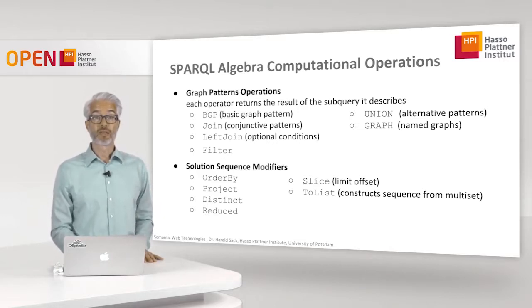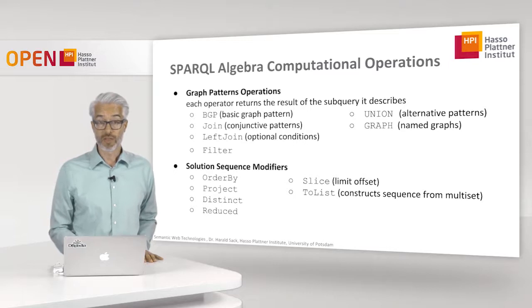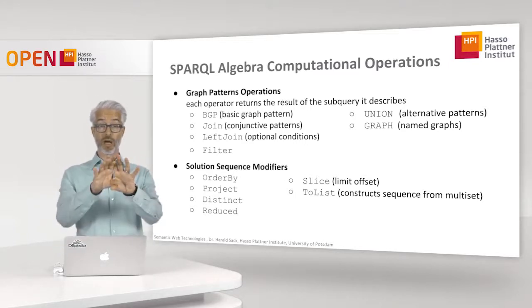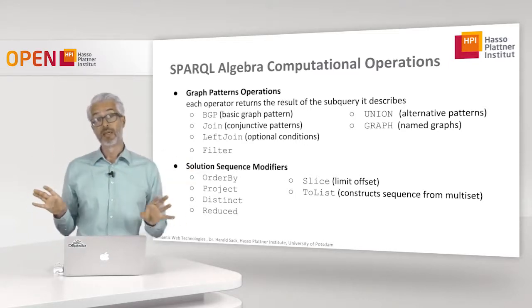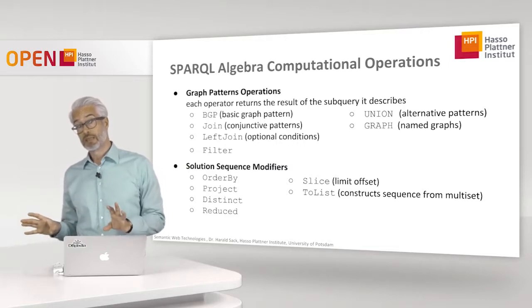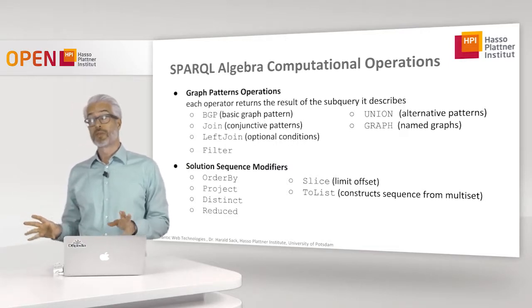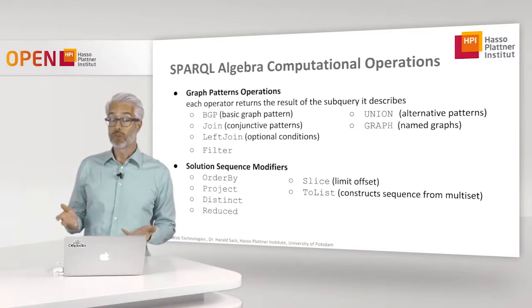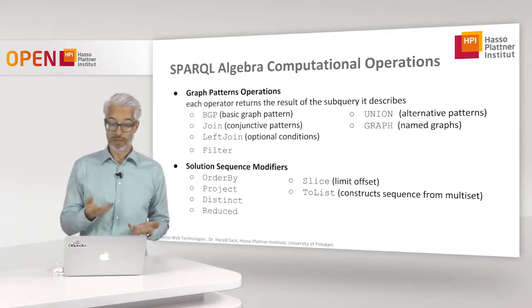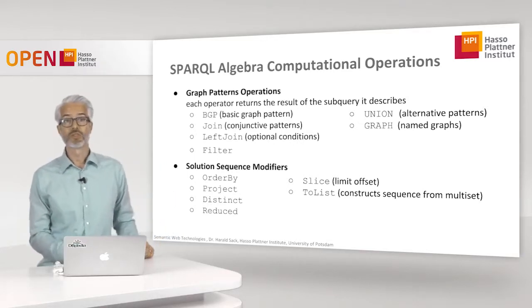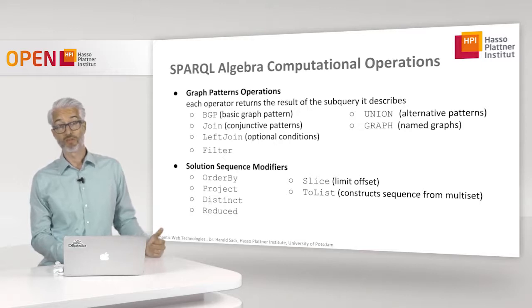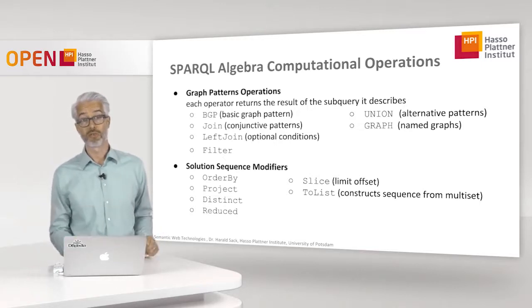And then there are so-called solution sequence modifiers. First, of course, the graph pattern is evaluated, and then the results that you have in your solution are modified according to the given solution sequence modifier. So first you have order by, which can change the order of the results.